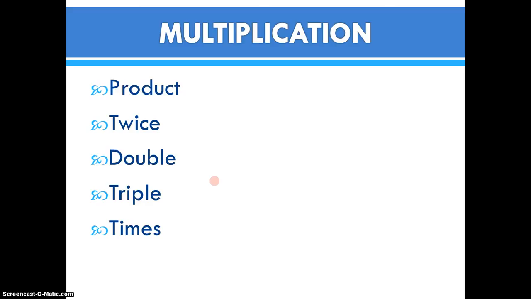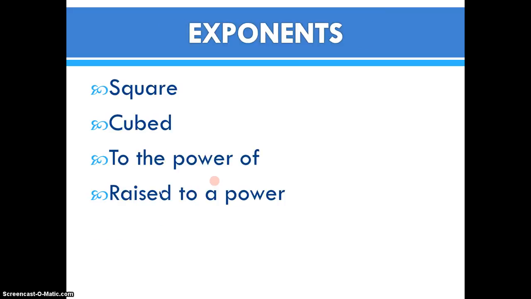Multiplication, you've got product, twice, double, triple, times. That's only five of them again. So again, if you can think of some more, go ahead and write them down so that we can discuss it in class and make sure that we are on the right path with our thinking.